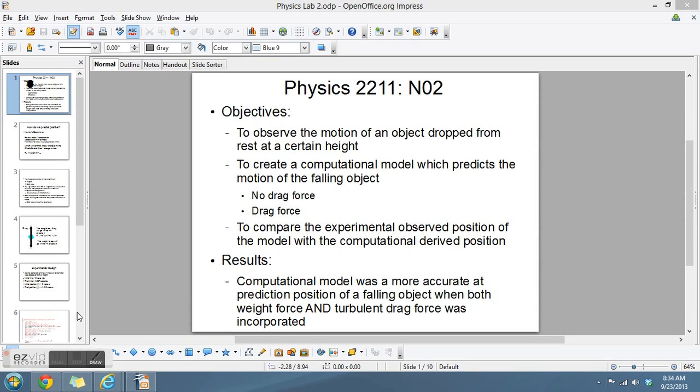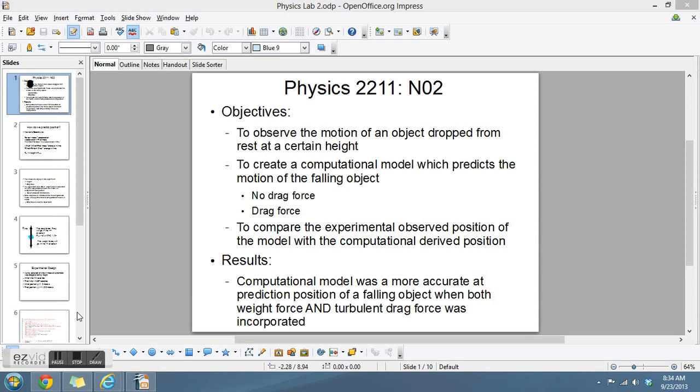Today I will be guiding you through an experiment in which I observed the motion of an object dropped from rest at a certain height. I then created a computational model which predicts the motion of the falling object using Newton's second law and accounting for the involved forces. The computational model initially will only take into account the weight force. We will then create another computational model that takes into account weight force and turbulent drag force.